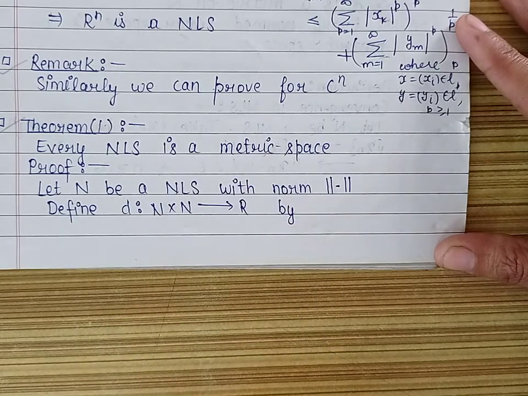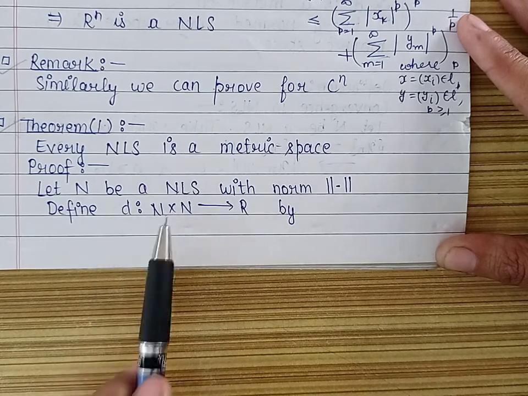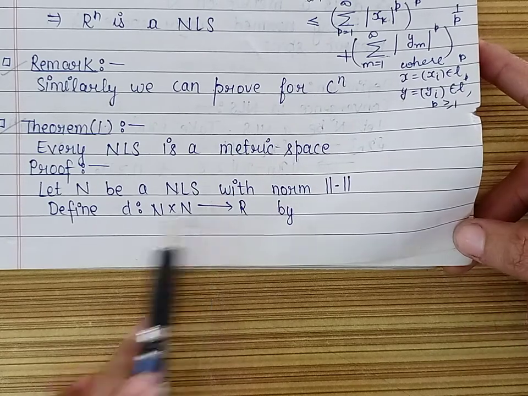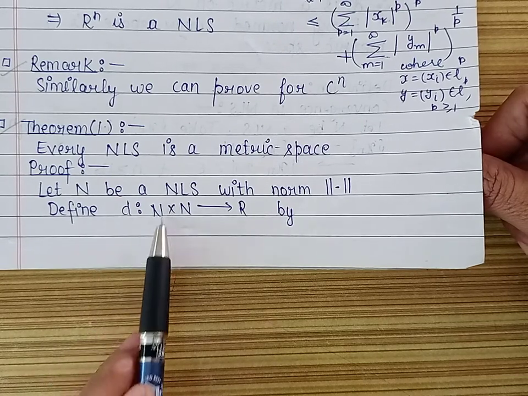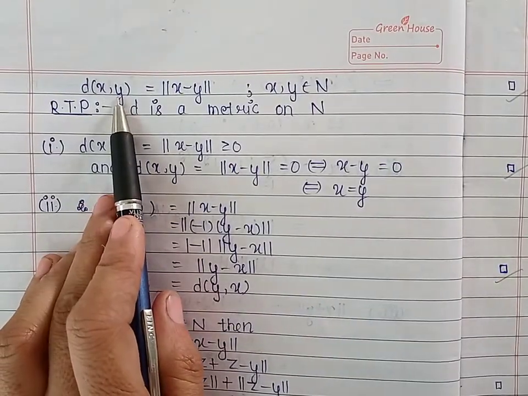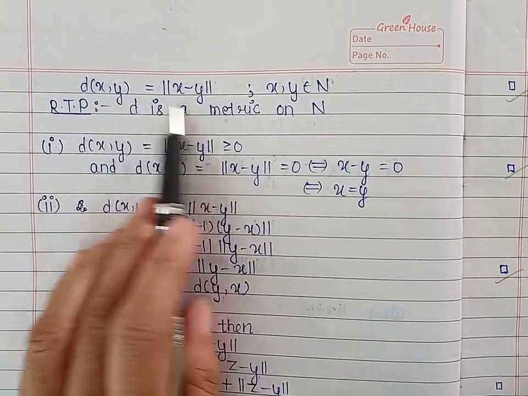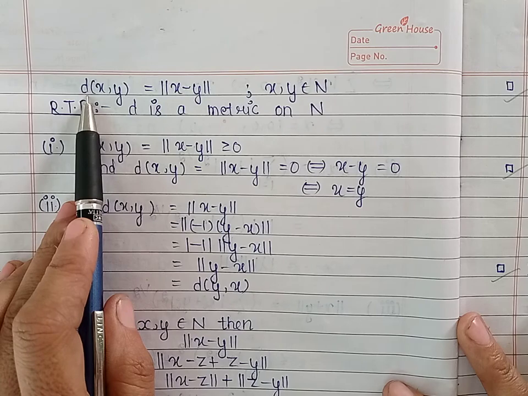Now in order to prove it a metric space, first of all we will have to define our distance function, or we can say metric, on this space. So let us take N to be the normed linear space, and let us define a function d from N cross N into R by: the distance between the two elements x and y of N is given by the norm of x minus y. So we have defined our distance function. Now we'll prove that this d is a metric on N.